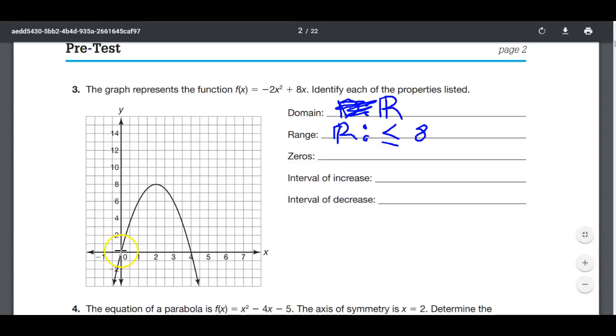Our first zero is at 0, 0, so we have a zero at the origin. Our next zero is right here at 4. So we have two zeros, 0 and 4. Okay. The interval of increase.